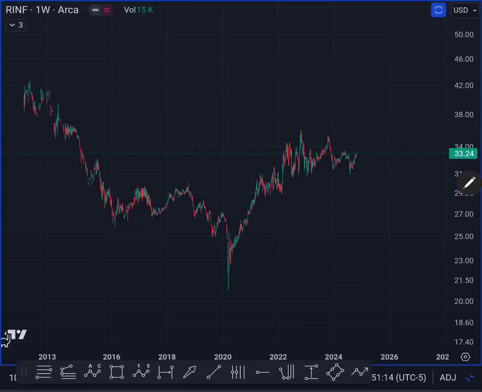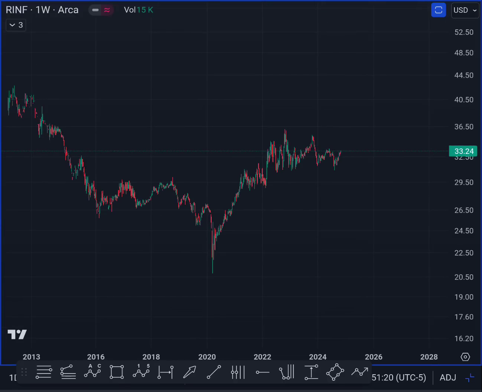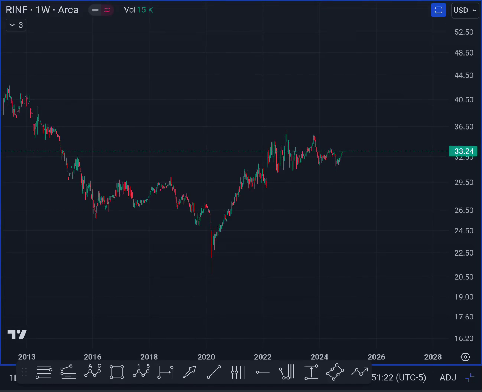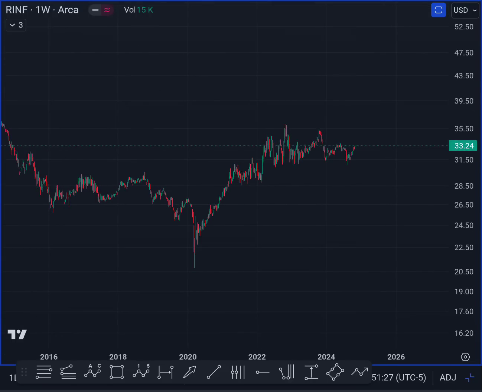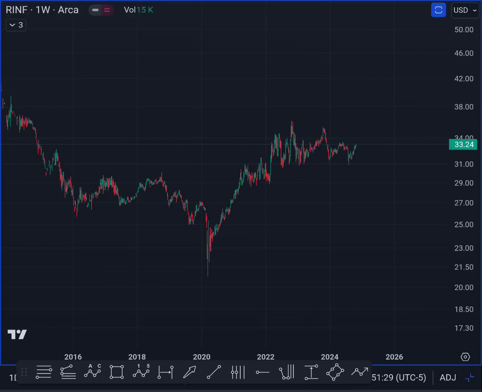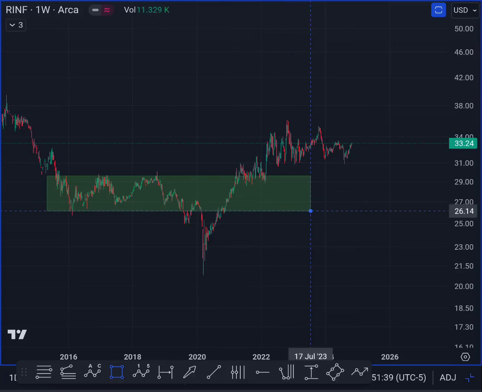And why is gold going to be so strong? It probably has a lot to do with this chart. This chart is the RINF. It's an ETF that tracks inflation. So this is the inflation expectations ETF. And this looks like a macro buy setup going back from 2016. We'll just draw a box around here. This looks like accumulation.